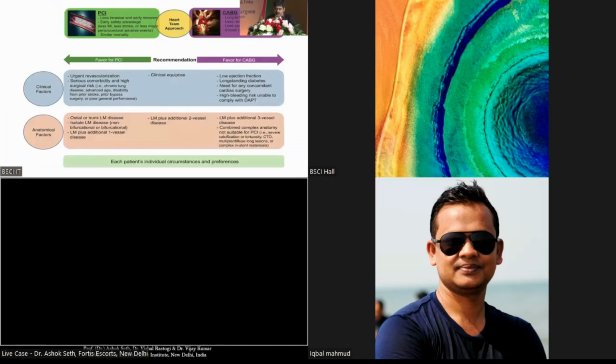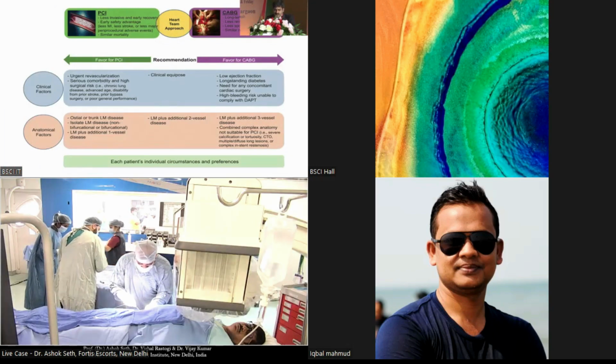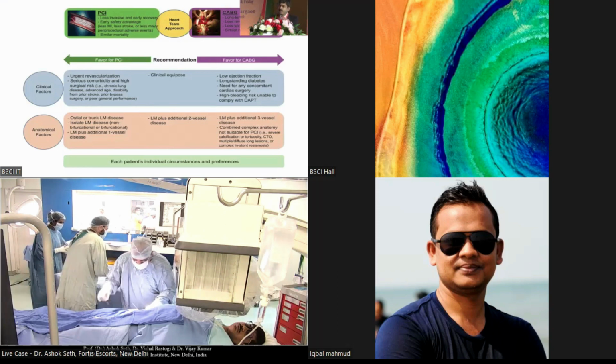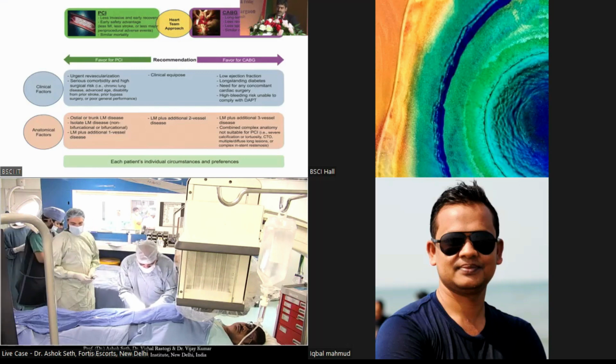Before selecting the patient, there are some clinical situations where we prefer left main PCI over CABG. Where there is an ACS patient, STEMI or NSTEMI, urgent revascularization is required. Patients with a serious comorbidity and high surgical risk, that is chronic lung disease, advanced age, prior stroke, prior bypass surgery, are the candidates for whom we advise left main PCI.